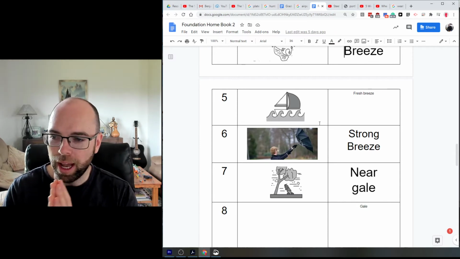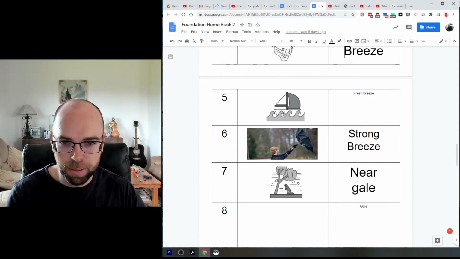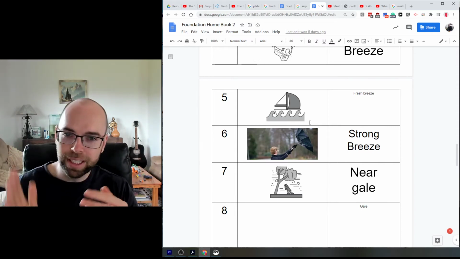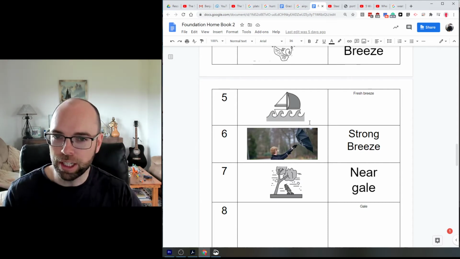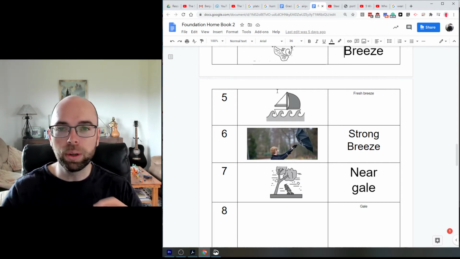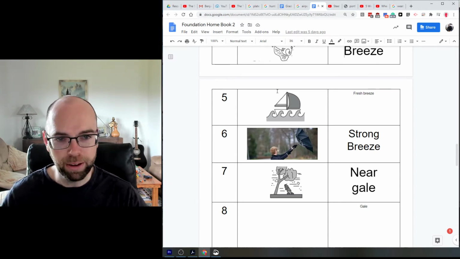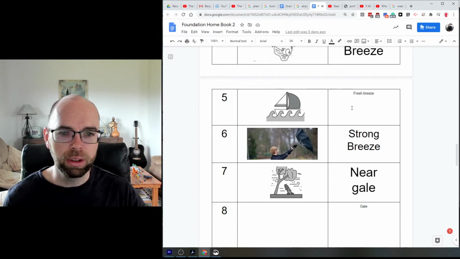Okay, so you'll get the waves tipping. That's why in this picture you've got the little waves there. They're not huge waves, but it's just enough to get the waves to start crashing over, little crashes. Okay, and this is called a fresh breeze. This is pretty nice, really. This isn't too bad.